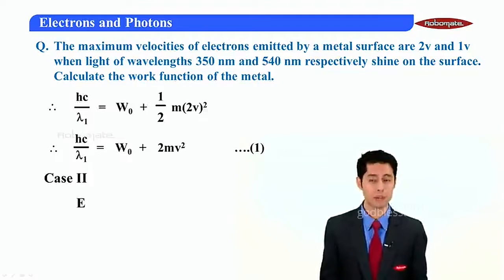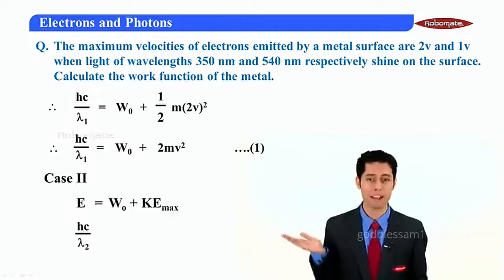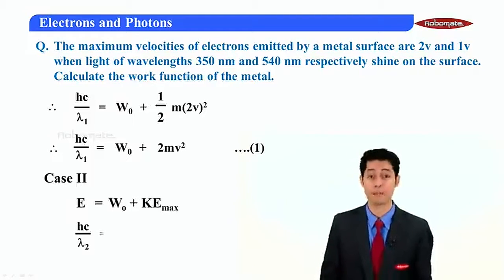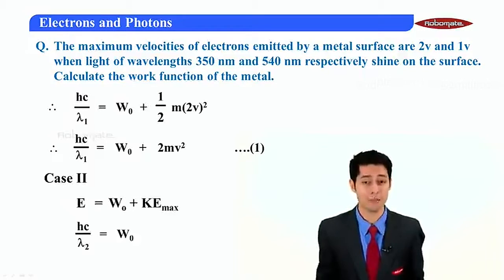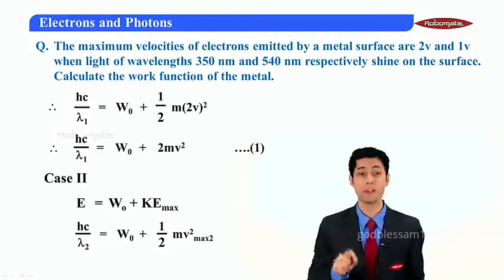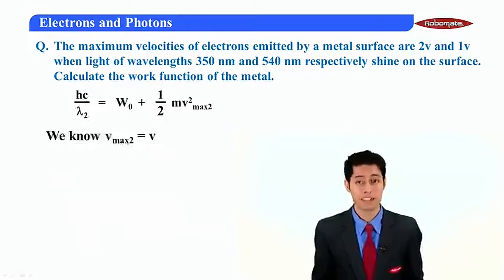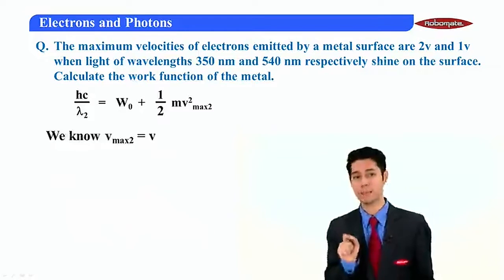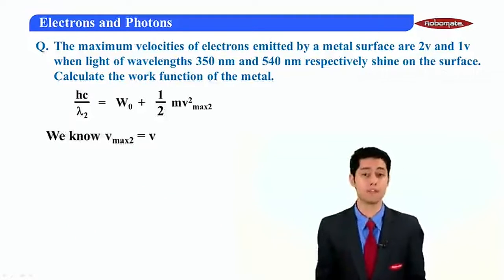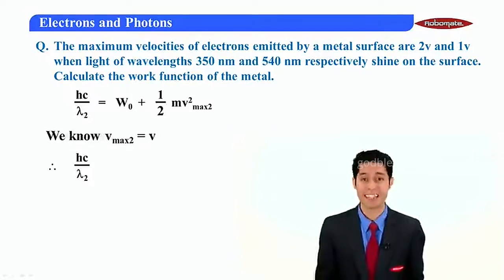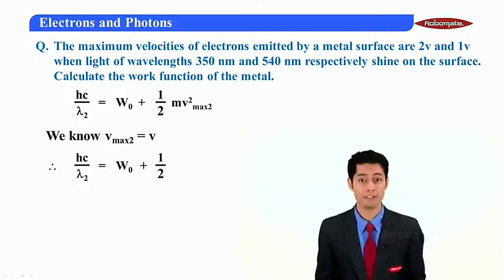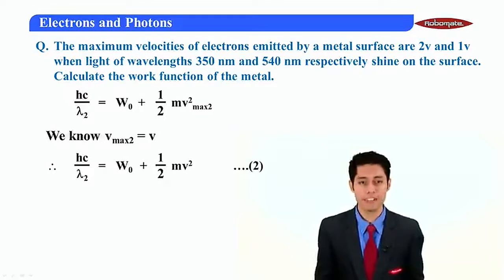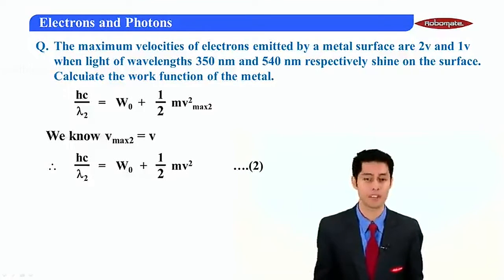For case 2, now you must be wondering that we have the same parent equation, that is E is equal to W naught plus Ke max. So now my final equation will be hc by lambda 2, which is equal to W naught plus half m V max 2 the whole square. But we know that V max 2 is actually V. Substituting that V in the place of V max 2, we get the final answer as hc by lambda 2, which comes out to be W naught plus half mv square. I mark this equation as equation number 2.